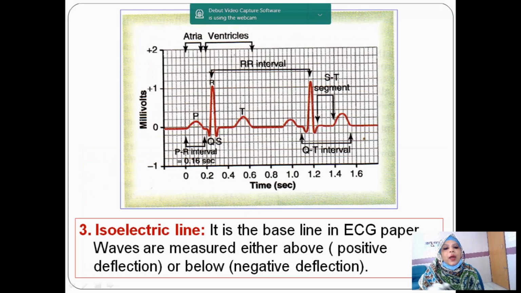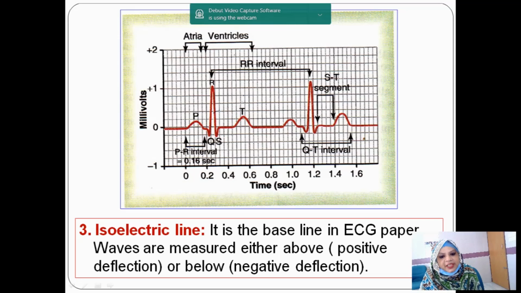Now what is the isoelectric line? This is the baseline. See here, the isoelectric line means this is the baseline from 0. From 0, this portion is the isoelectric line. See here, PQRS T wave, again PQRS T wave. This is the line here. This is the baseline. This is called the isoelectric line. It is the baseline of the ECG paper.